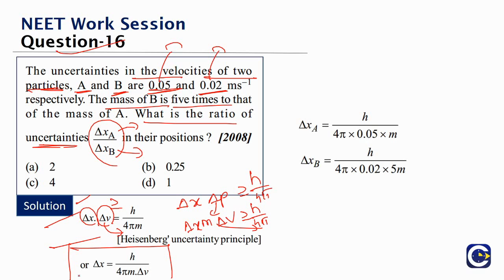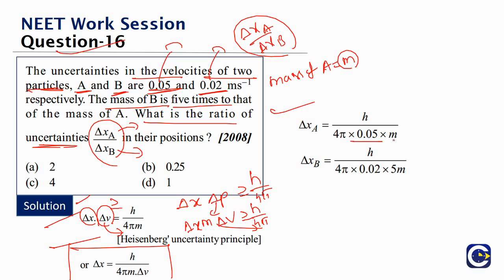Now what are we supposed to find? We are supposed to find the ratio of the delta XA to the delta XB. So let us just write it down. Here delta XA means h by 4 pi m. If we take the mass of A as m, what is the uncertainty in the velocity of A? It is 0.05. So for A, delta XA will be equal to h by 4 pi into 0.05 into m.